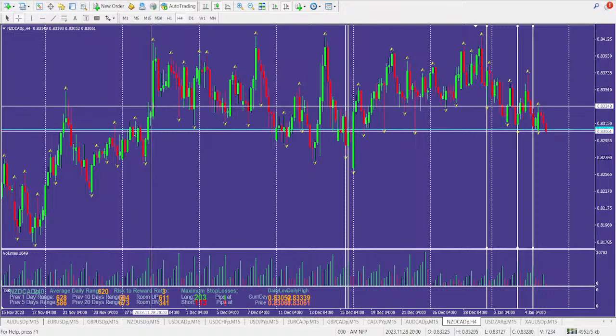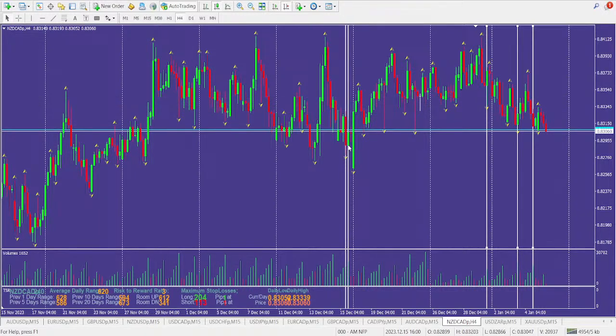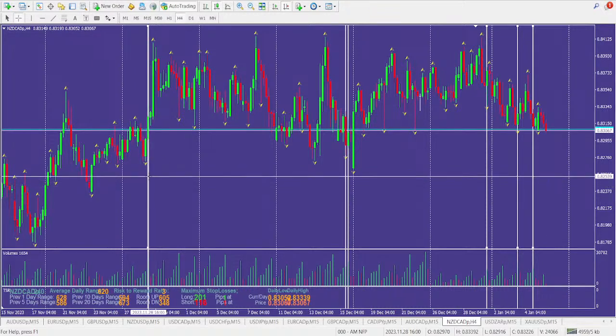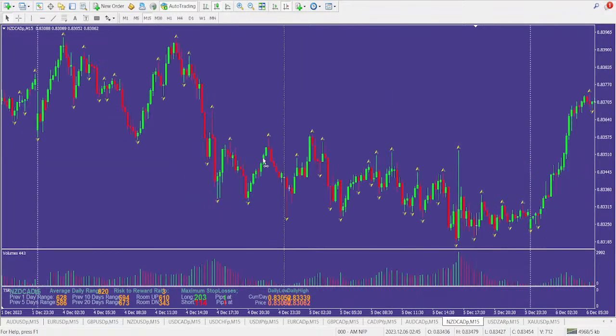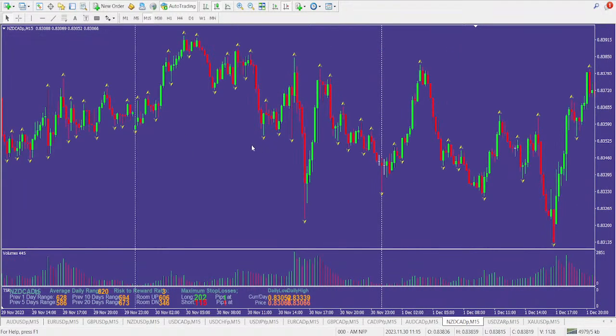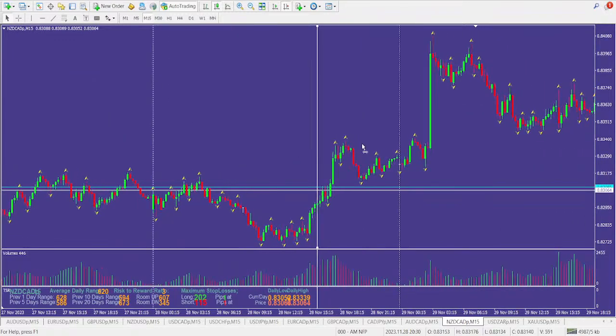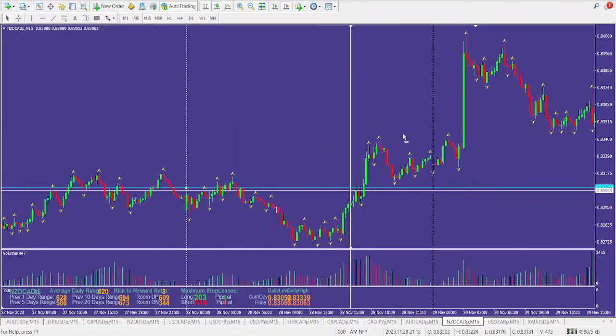which is actually all the way down here. Yeah, this is the level we need to focus on. Okay, this is November 28th. So back to the 15-minute time frame. We go to November 28th.